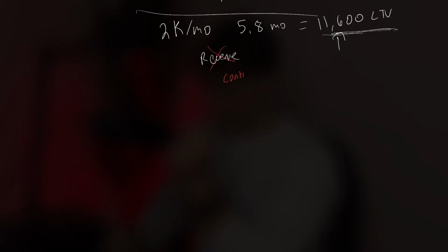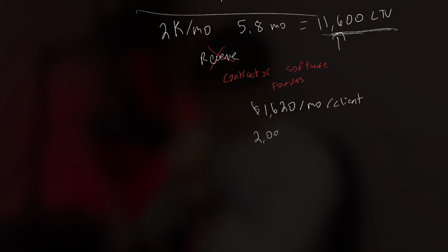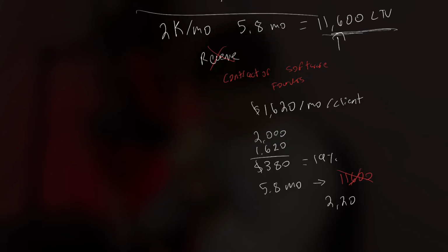After paying contractor labor, software costs, and the founder's time, it cost them $1,620 per month to service each client. So after collecting $2,000 and then subtracting the actual cost of fulfillment, you get a contribution margin of $380, which is equivalent to 19%. So over a 5.8 month lifetime, the actual economic value of each client was not $11,600. It was actually $2,204. And you get that number by multiplying these two.